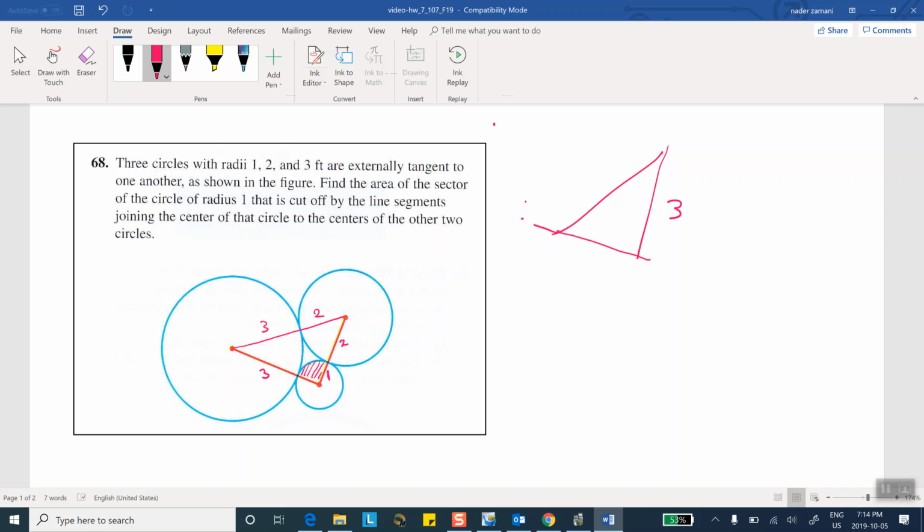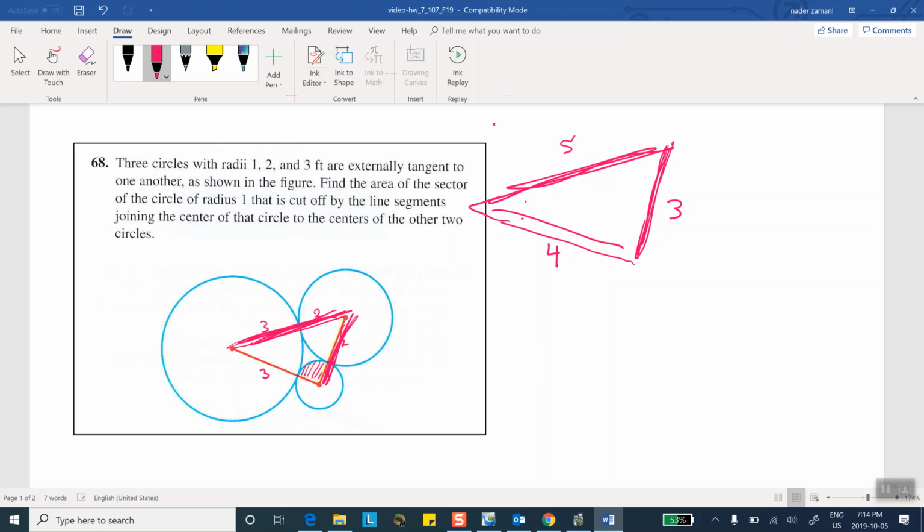This one is a little bit longer. Let me clean this up so that the drawing actually makes sense. So we have a triangle like that. This is 5, this is 4, and this is 3. So what I'm showing here is this. Does that remind you of anything, 3, 4, 5?